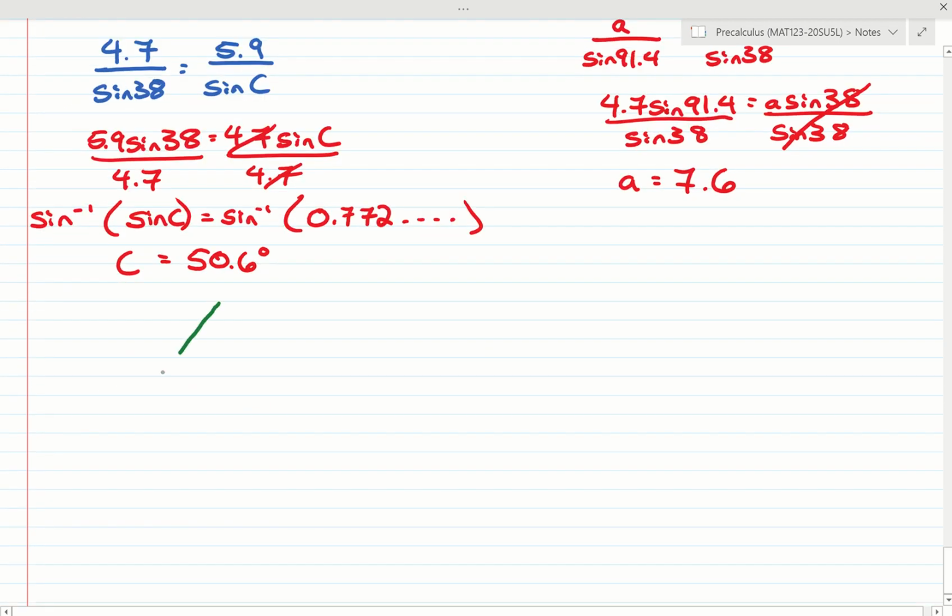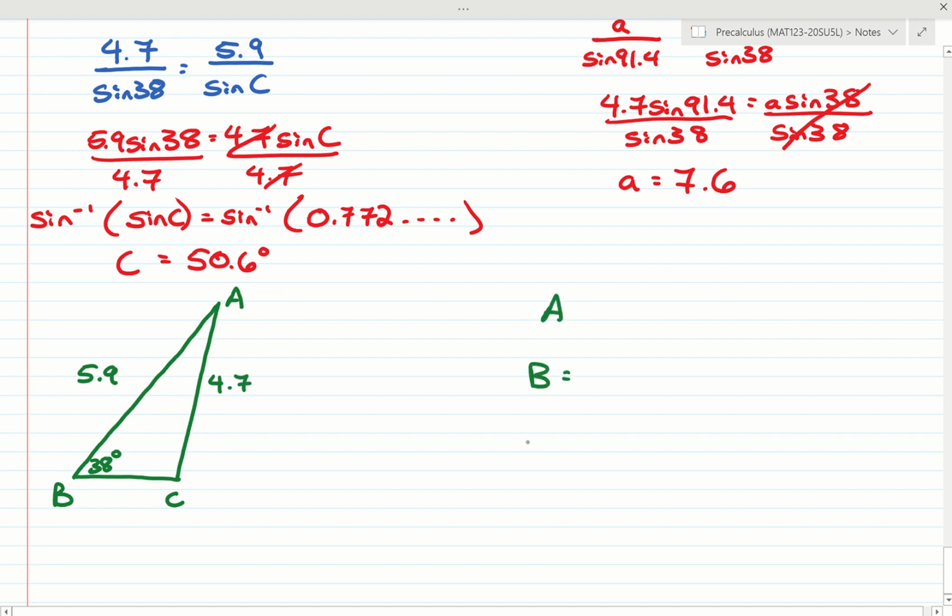So let me draw this out. And we had angle B, C, and A. Angle B we were told was 38 degrees. This was 5.9, and this was 4.7. So I'm going to get set up just like we did before. It's a totally different triangle.